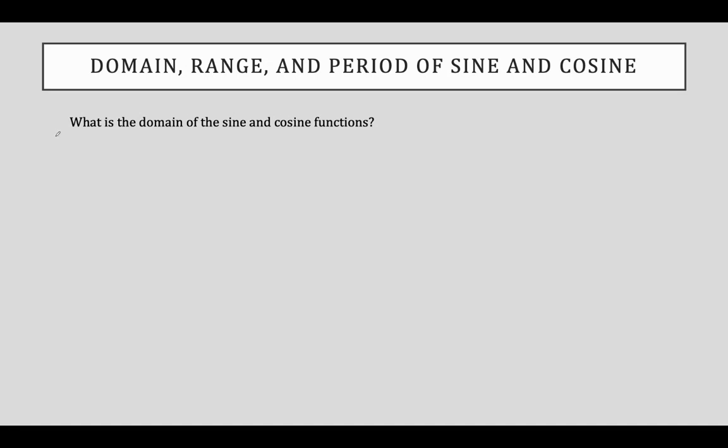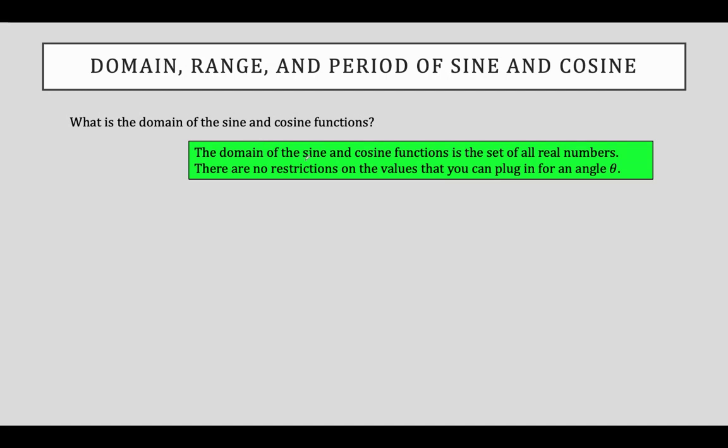First off, let's look at a little bit about our function sine and cosine. What is the domain of the sine and cosine functions? Now remember, domain refers to our inputs. What are we able to take the sine and cosine of? And the answer is all real numbers. The domain of our sine and cosine functions is the set of all real numbers. There are no restrictions on the values that you can plug in for an angle theta. We can evaluate the sine or cosine of any angle out there.